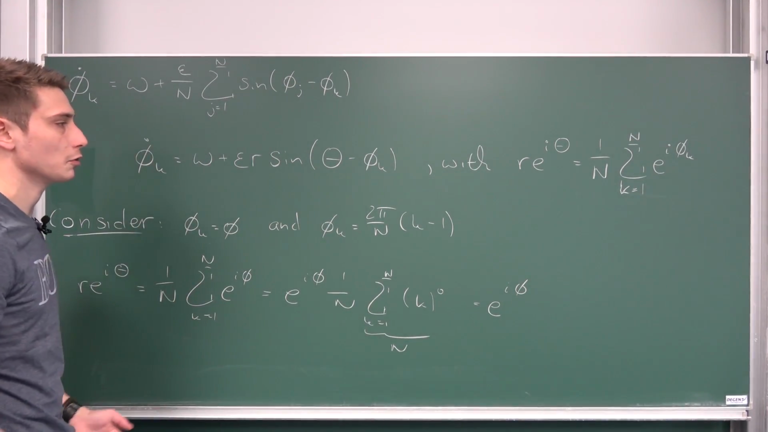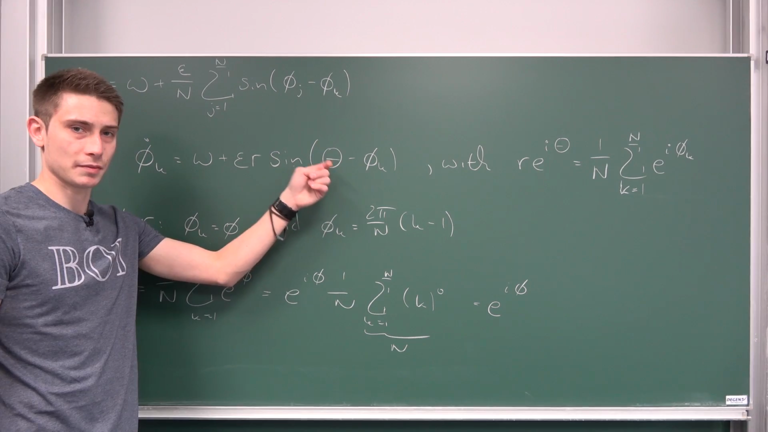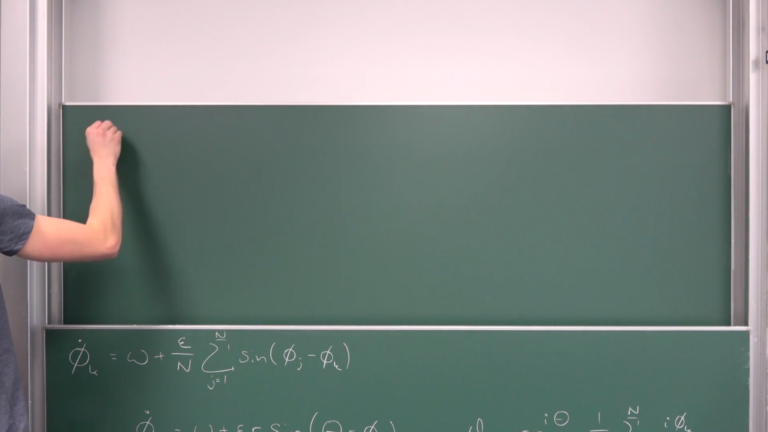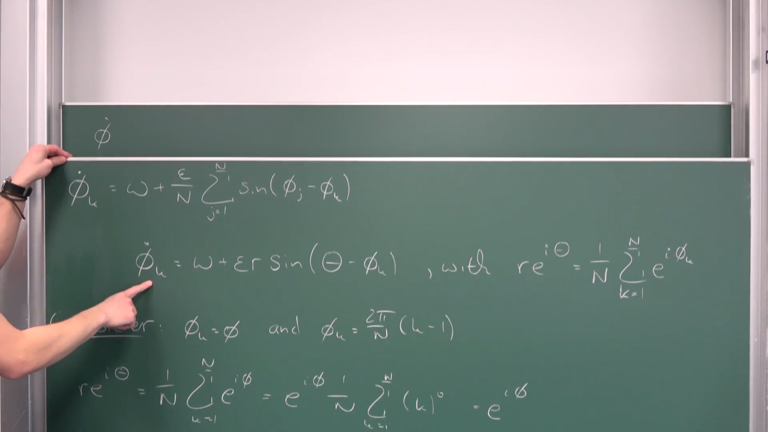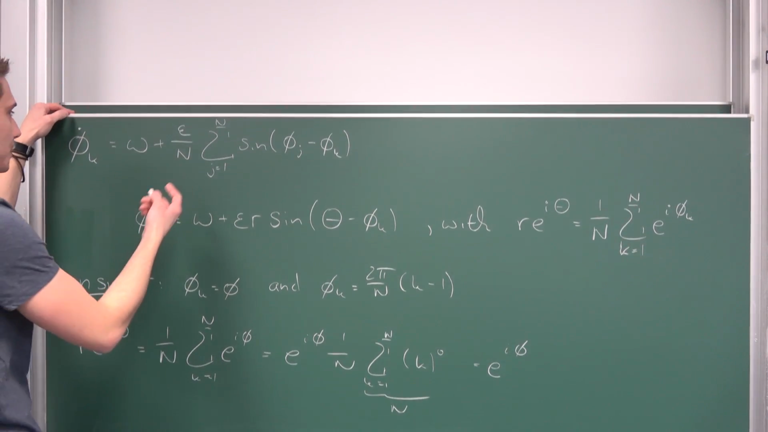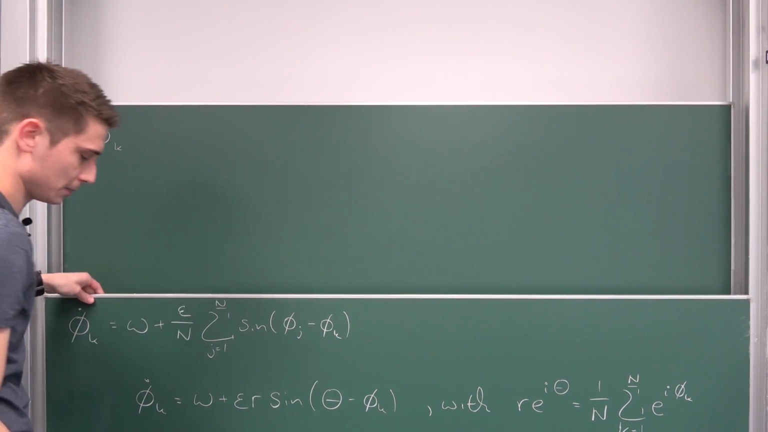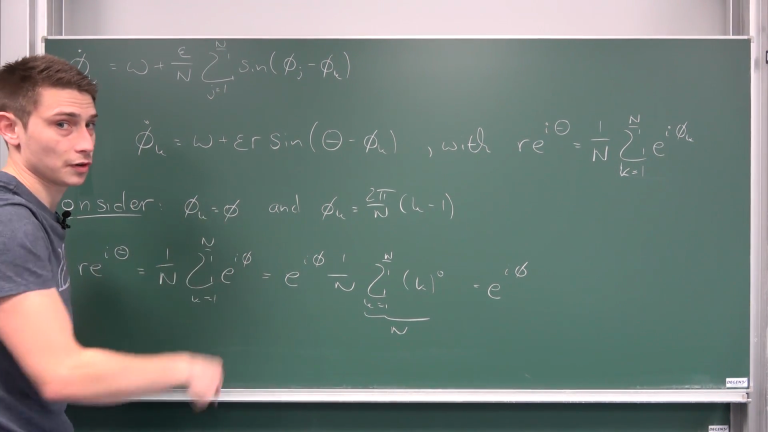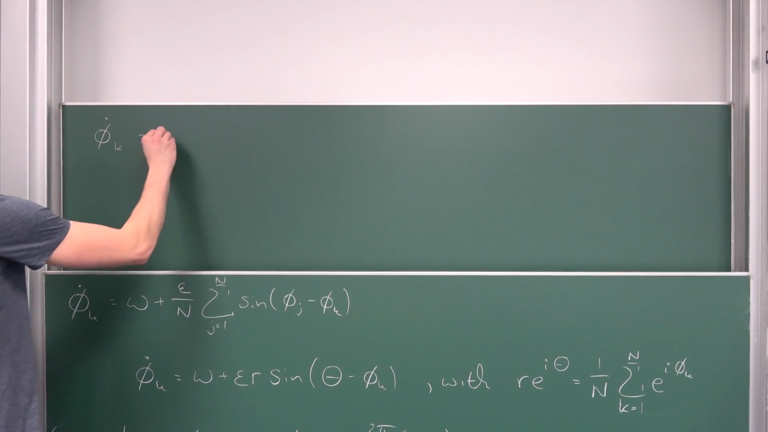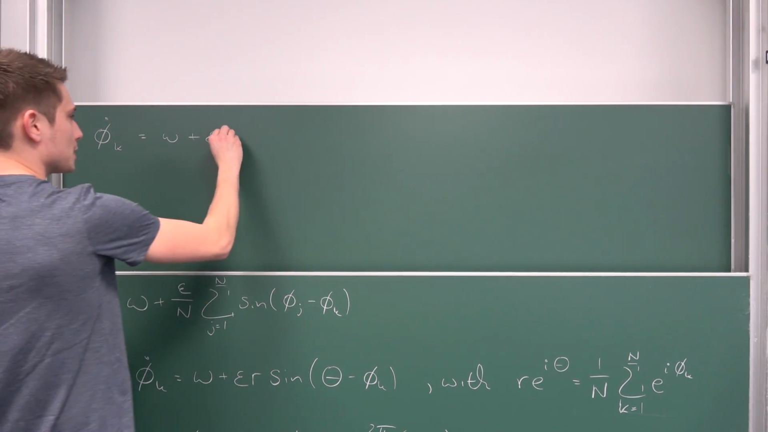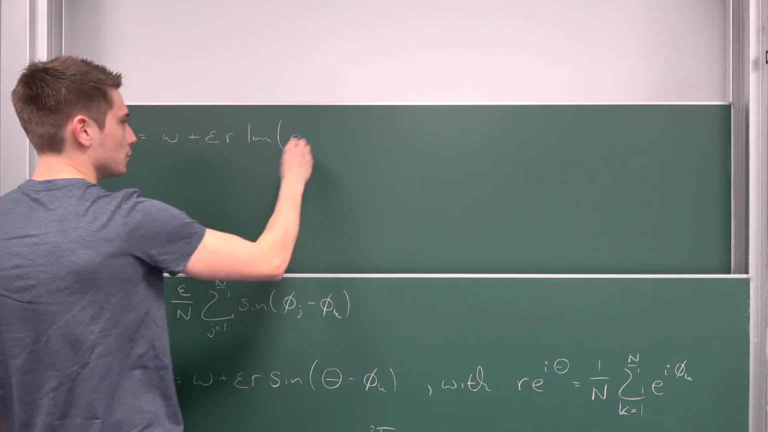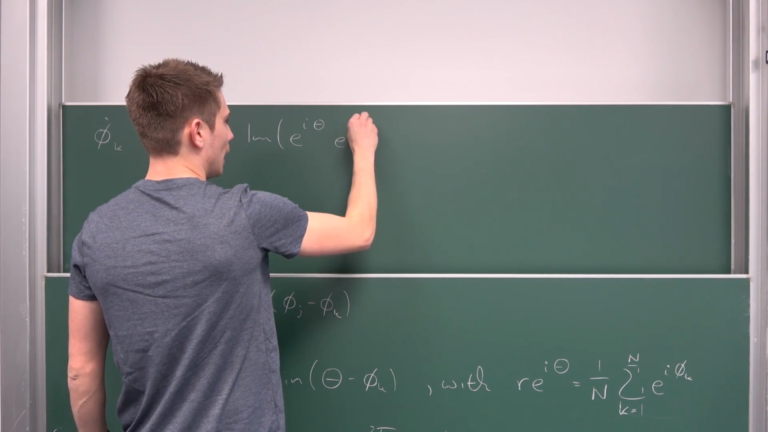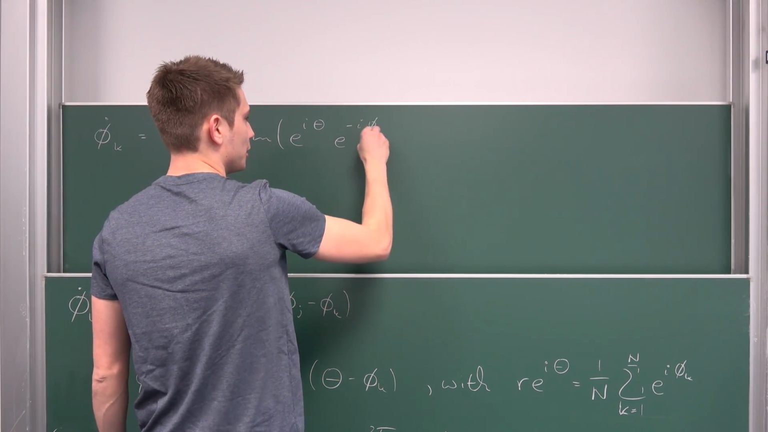Why not plug this in here? And once again, sine of this argument is nothing but the imaginary part of the complex exponential function. Meaning, our phase velocity, this time not phi dot k but phi dot, in this case it really doesn't quite matter, they are equal. If you just differentiate this thing right here on both sides, then you get that phi dot k is equal to phi dot. So this right here is nothing but omega plus epsilon times r times the imaginary part of, okay, we had it before, e to the i theta times e to the negative i phi k, but phi k is nothing but phi.